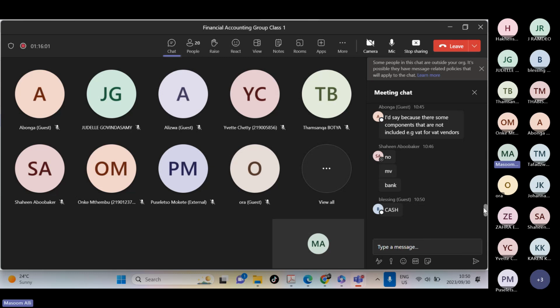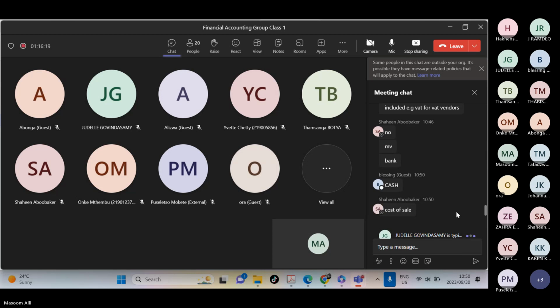And this can be, again, applied for PPE. It can be applied for intangible assets, all of that. What would I credit? Cost of sales. Close. Close.